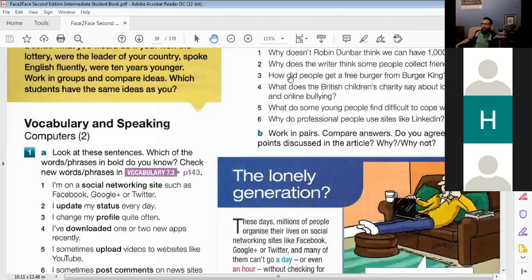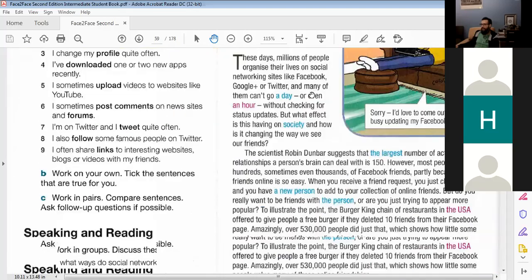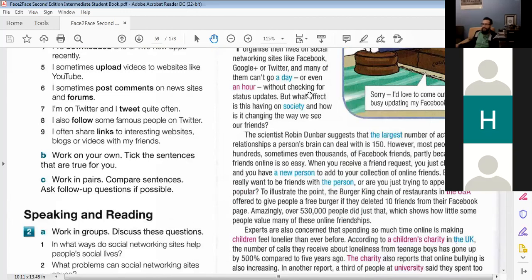So how did people get a free burger from Burger King? When you have friends, delete 10 friends from your list. Yes, 10 friends from your list.